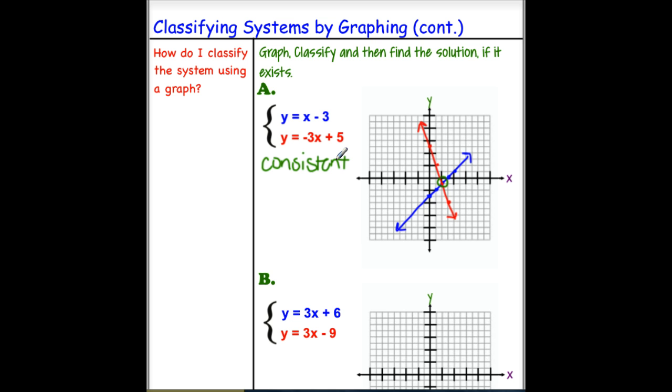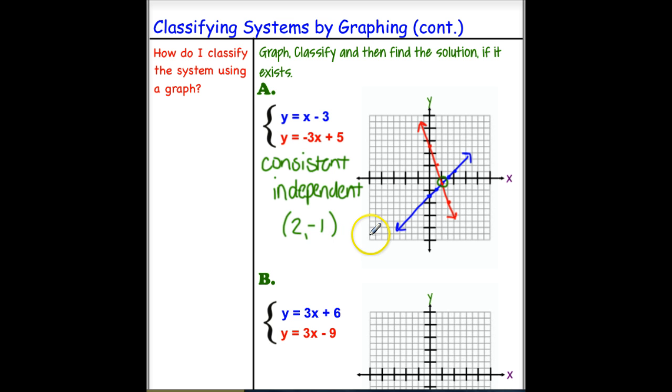And as you can recall, if it has one intersection point, it means it's independent. Now, a lot of people mix up independent versus dependent, but remember, independent, you are one person fending for yourself when you are independent in life. So therefore, this is going to have one solution. And if I look here, my solution is at the point 2, negative 1. So I'm going to write down 2, negative 1 is my solution.